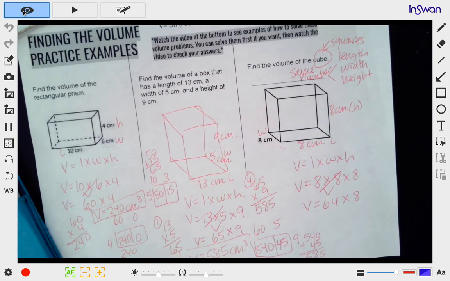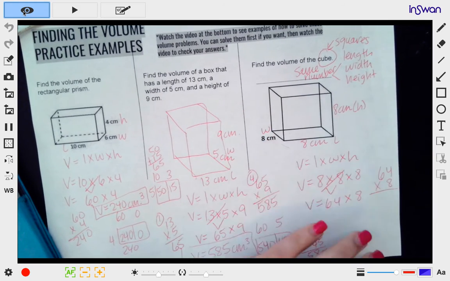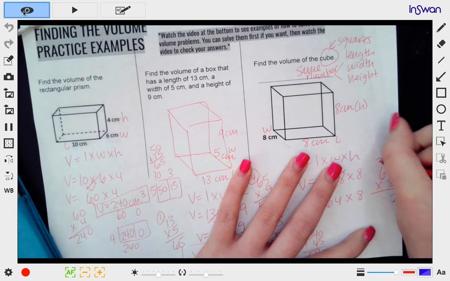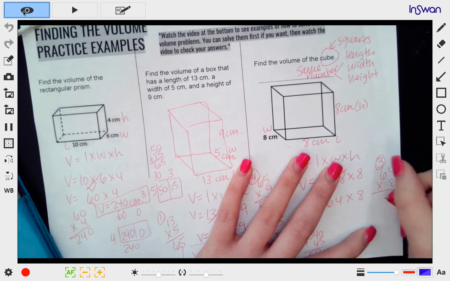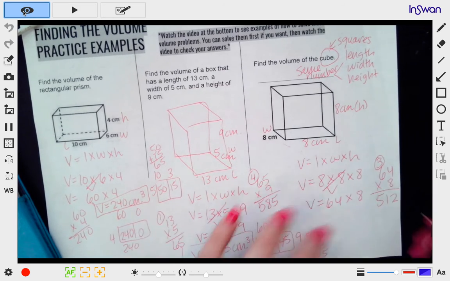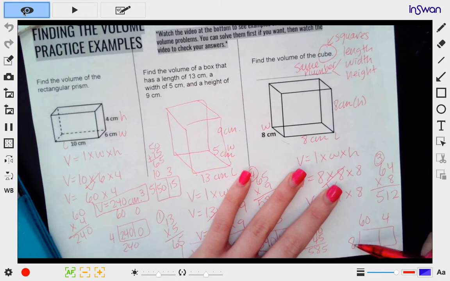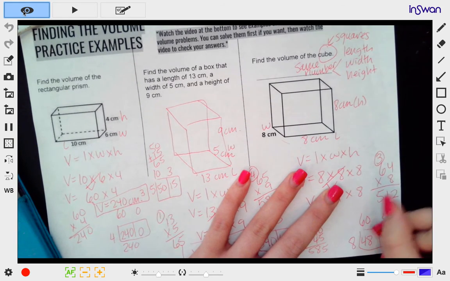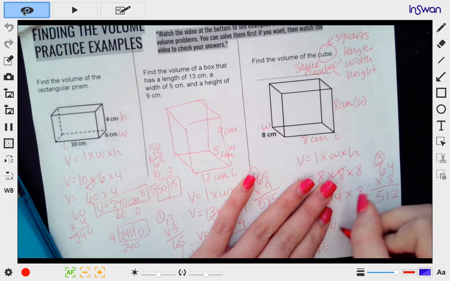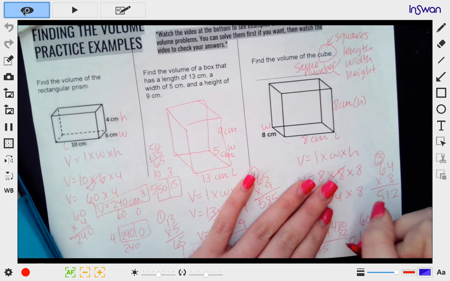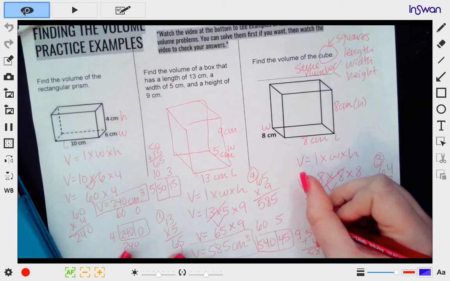64 times 8. 8 times 4 is 32. 6 times 8 is 48, plus 3 is 51. So 512. If you're doing box, 64 times 8. 8 times 6 is 48, and there's only one 0 between those two numbers. 8 times 4 is 32. 480 plus 32 still gives us 512. So we got a volume of 512 cubic centimeters for that question.